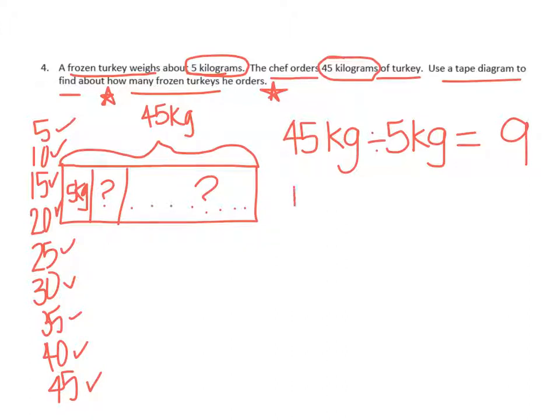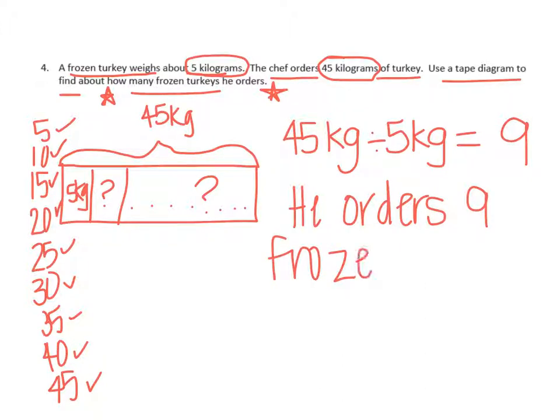So it says how many frozen turkeys does he order. So I'm going to write he orders 9 frozen turkeys. Now remember, we don't need to put the weight label with our answer because we weren't finding the weight of anything. We were just finding how many turkeys he was ordering.